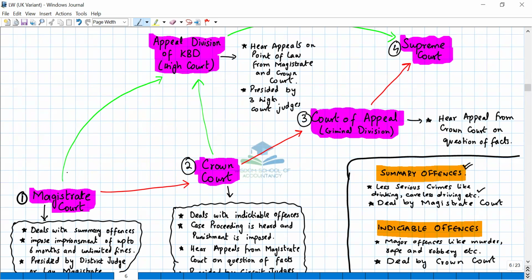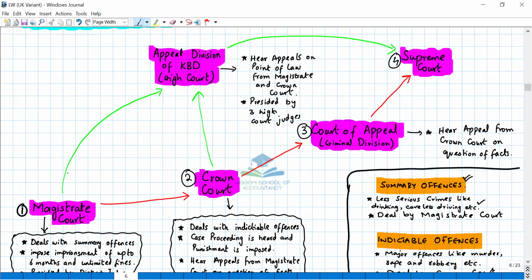Similarly, Crown Court can also make the appeal on the point of law. King's Bench Division Appeal Division here hears appeals on the point of law from Magistrate Court and Crown Court, presided by three High Court judges. Three High Court judges preside the Appeal Division of King's Bench Division. After Crown Courts comes the Court of Appeal. The Court of Appeal hears the appeal from the lower court, that is Crown Court, on the question of facts.